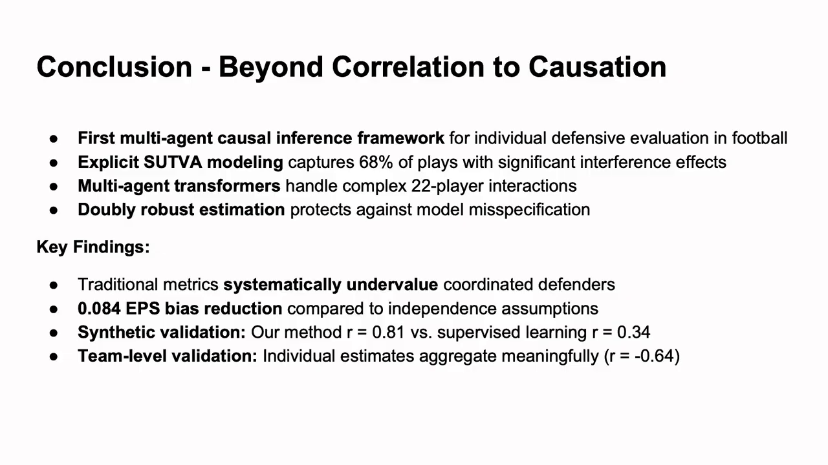Our key findings are that traditional metrics systematically undervalue coordinated defenders. We find a significant bias reduction compared to independence assumptions. Through synthetic data validation, we found that our method has a much higher correlation with the actual underlying causal effects than traditional supervised learning. We also found that our individual estimates aggregate meaningfully to team-level validation. So we can not only estimate which individual players are good at defense, but we can also scale that up to the team level.